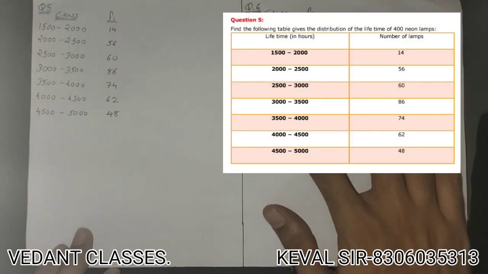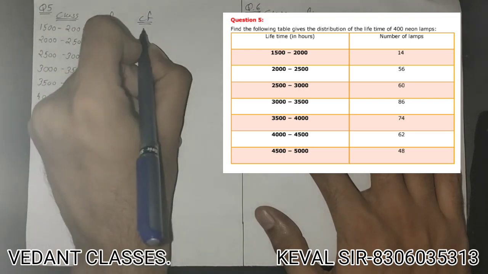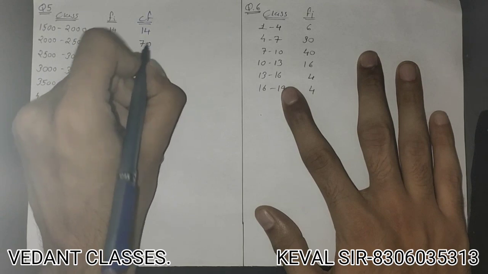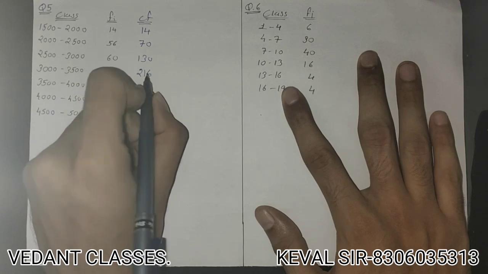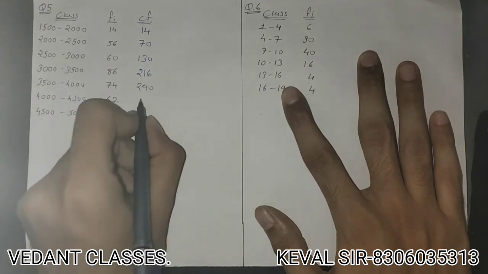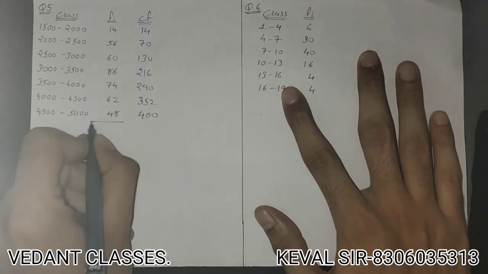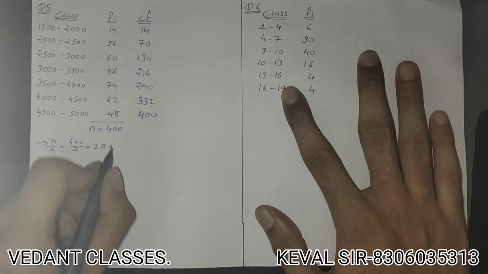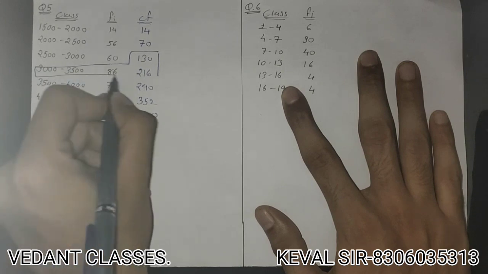Now let's see the question number 5. Okay, so it is a simple sum that we need to follow the procedure. So CF will be 14, then it will be 70, this will be 130, then it will be 216, then it will be 290, then it will be 352, and this will be 400. So the value of n is 400. Okay, now n by 2 is equal to 400 by 2, so this will be 200. So 200 lies between 130 to 216. So make a box like this over here.